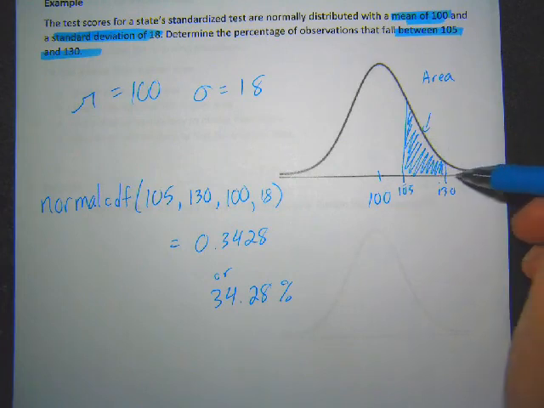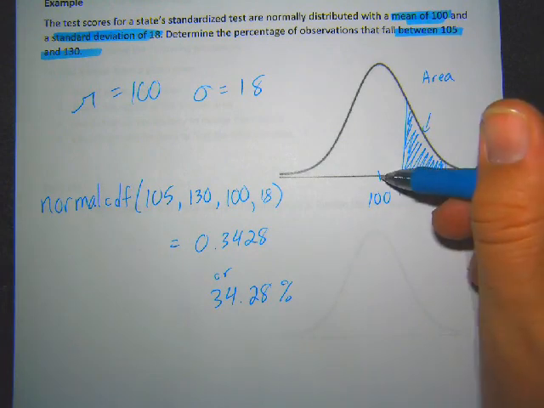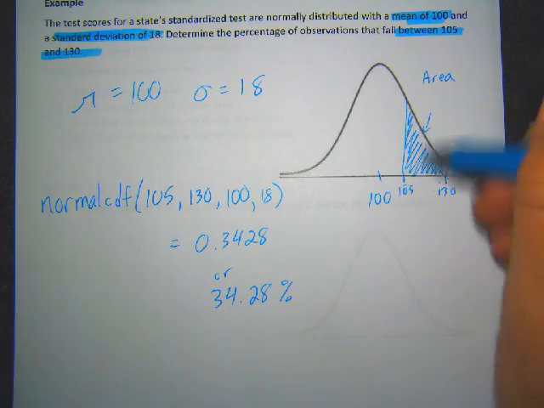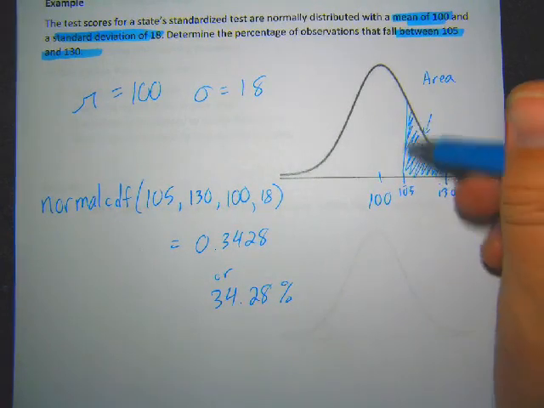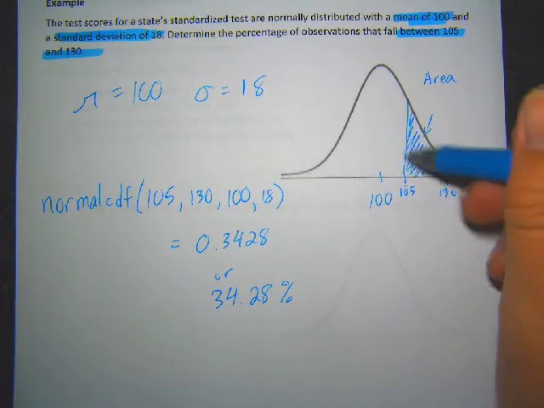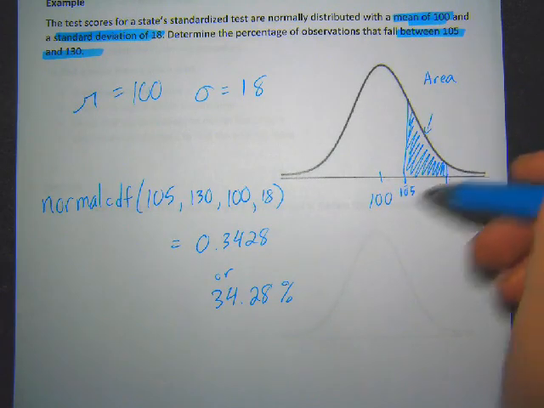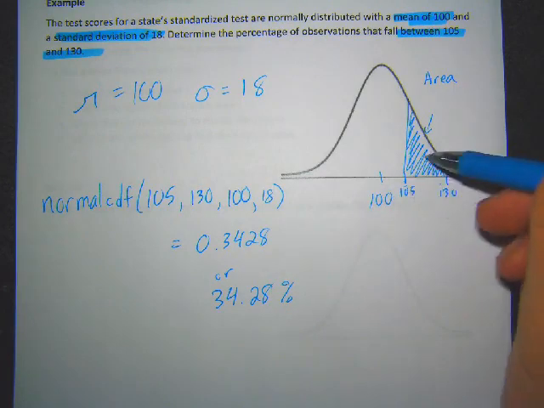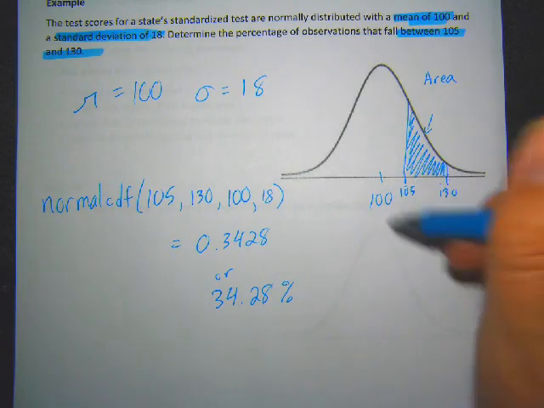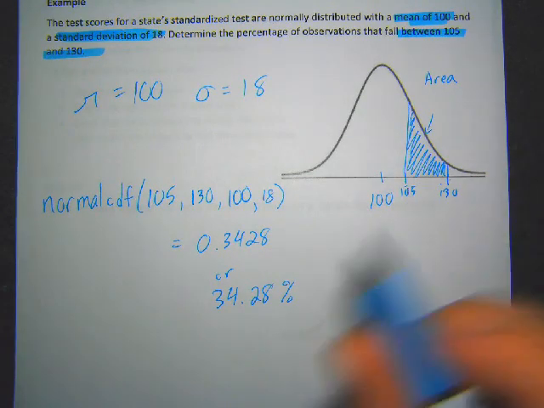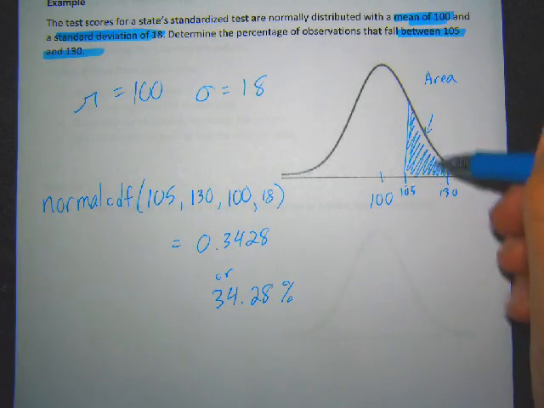When I'm shading this in, I didn't put these 105, 130 in very specific values, so this picture might not be perfect. It might not look like 34%, but it does show me that this is going to be less than half, because half would be from the 100 all the way out, and this is just part of that. So I know right off the bat that this should be less than half. And it is, so that's a good sign. That's what I'm looking for. So there you go, this is 34% in this region.